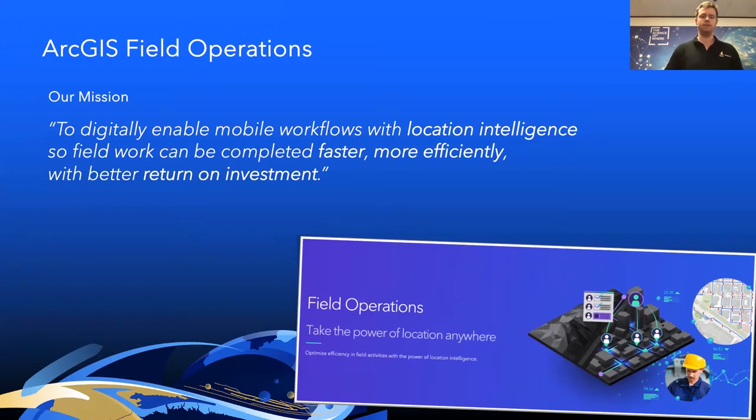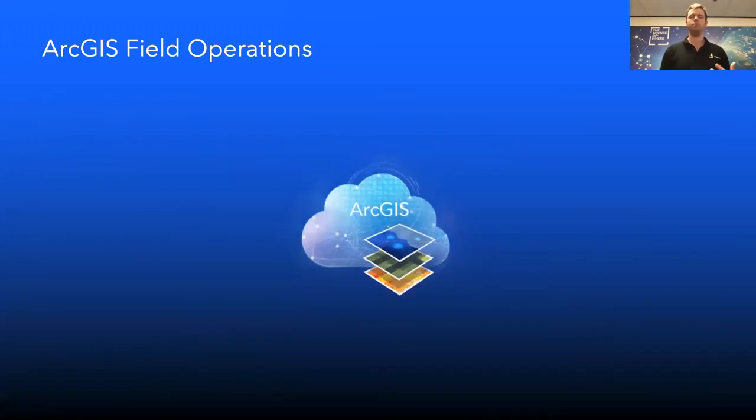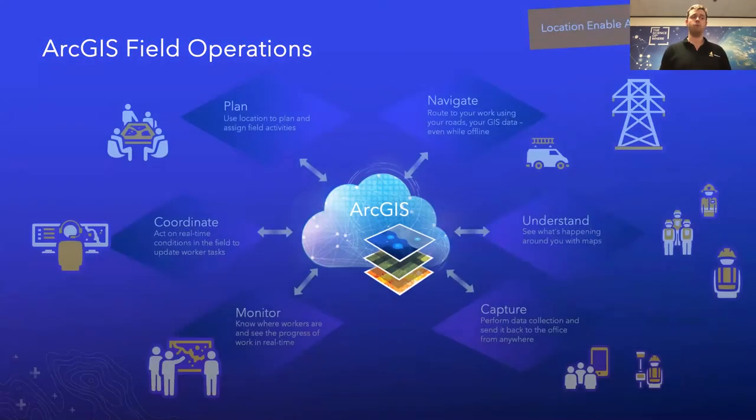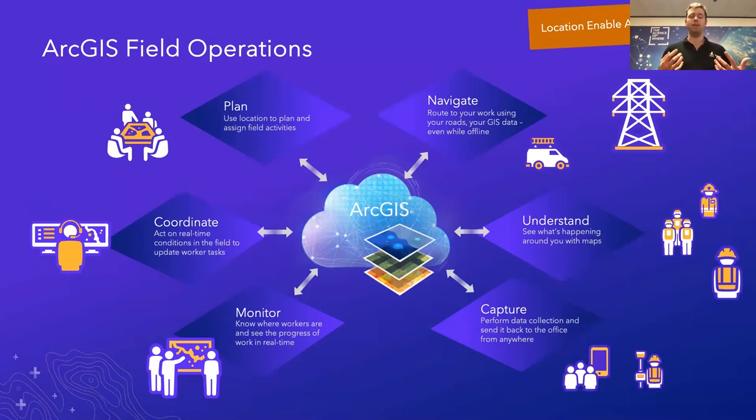We like to talk about fieldwork as happening in a number of phases, but all happening around a single source of truth. So we start off with planning our operations. Planning comes from using location to plan and assign field activities. You know, navigate, being able to efficiently and effectively get to your place of work in order to then start doing what we would regard as traditional field app activities like capturing data. But even before that step of going in and capturing information, being actually able to understand your environment with all the information that GIS and all the different data sources out there that GIS shows.